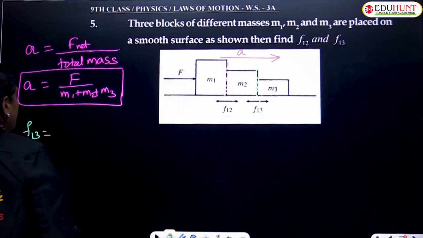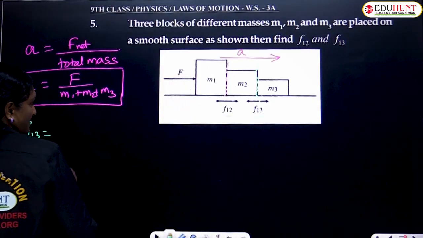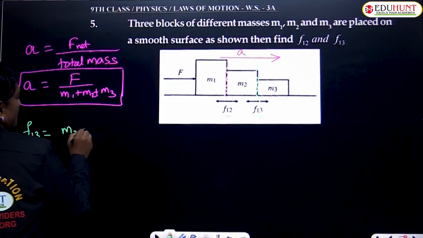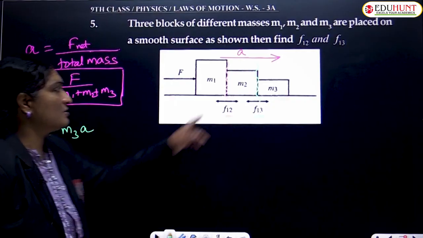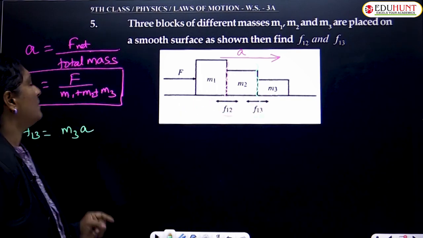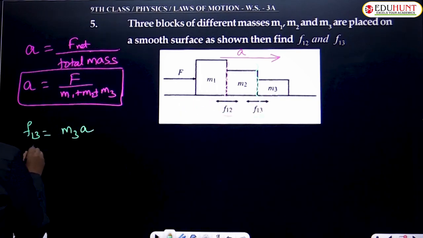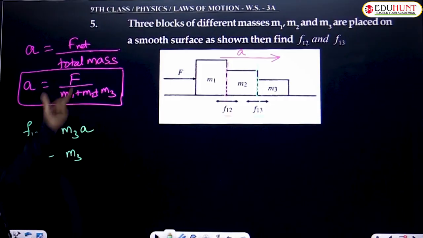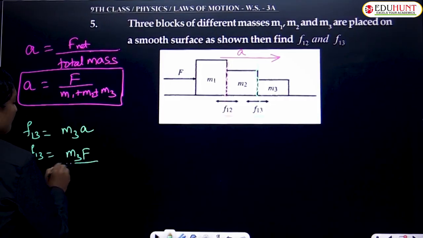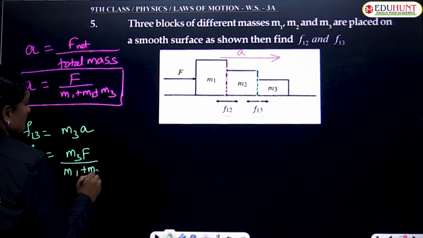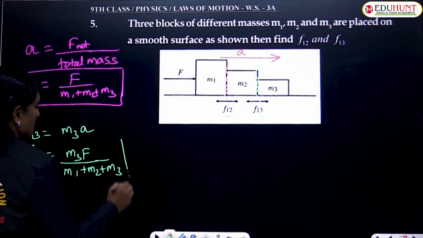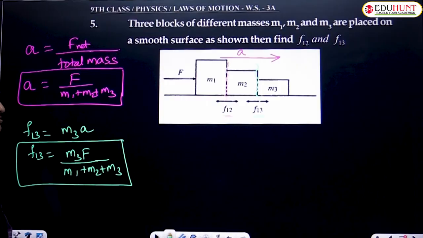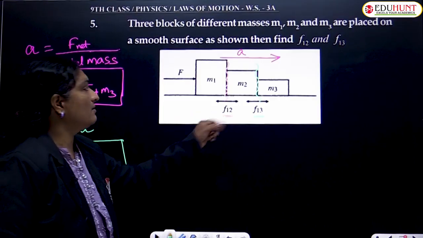So, clearly from the figure, F13 must be equal to mass into acceleration of that system. Which mass? Only this block is being pushed. So, M3 times A. F13 is found to be M3 times the value of A taken from the above equation, F by M1 plus M2 plus M3. So the value of F13 is M3F by M1 plus M2 plus M3. That's it.